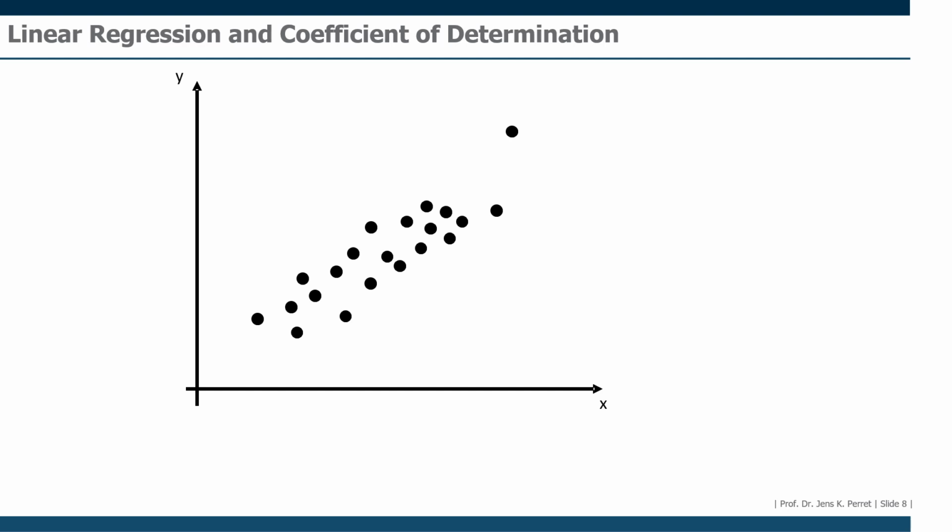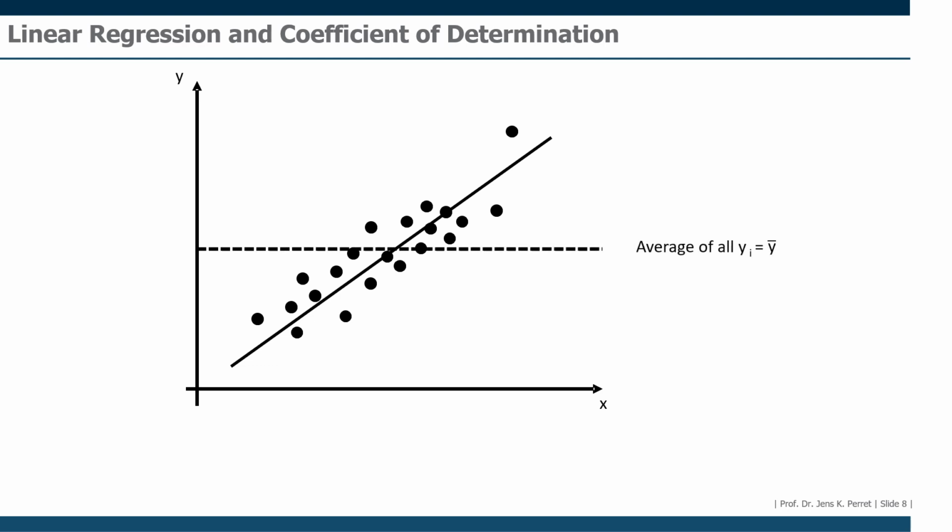So again, if we have our data points, we put a line through the data points. That's what we actually did, determine this line. Then we can also, in this graph, put the average of all y's. If we do not know anything, the best guess about a y would be the average of all other y's. So this is our reference baseline without any information.